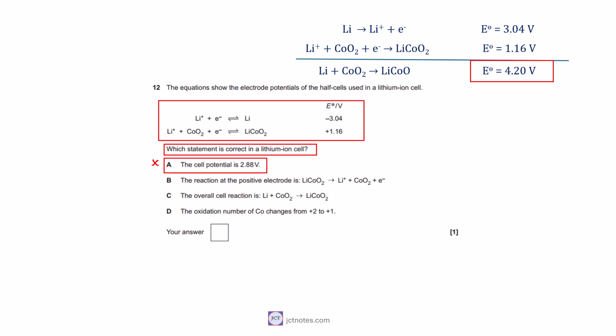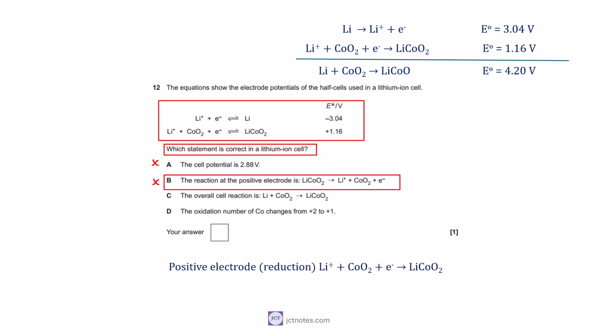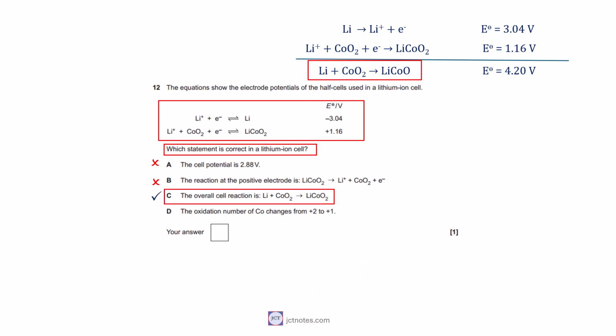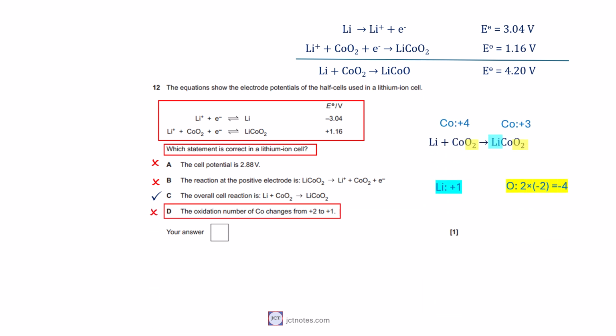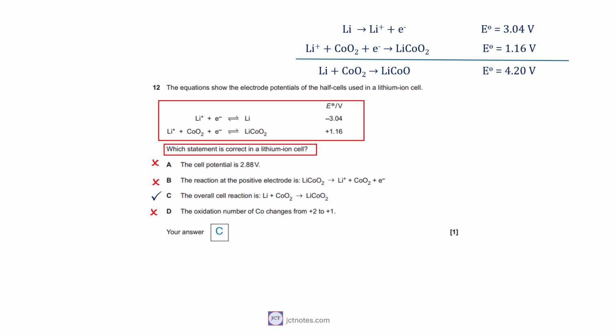A is not correct. At the positive electrode or cathode, the reduction reaction occurs, not the oxidation reaction given in option B. Then B is not correct. The overall reaction given in C is the one indicated. C is correct. The oxidation number of the cobalt in the cobalt dioxide is +4, each oxygen has an oxidation number of -2, and in the lithium cobalt oxide is +3, the lithium has an oxidation number of +1 and each oxygen has an oxidation number of -2. D is not correct. The answer is C.